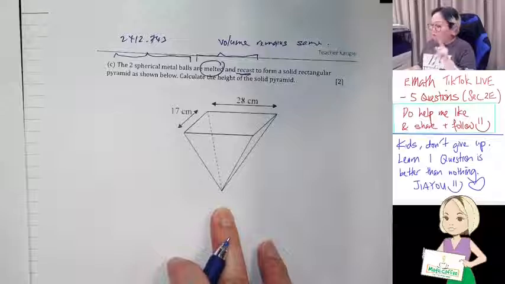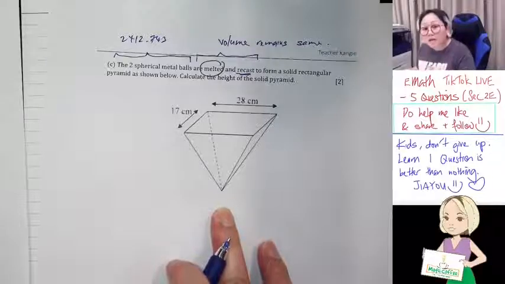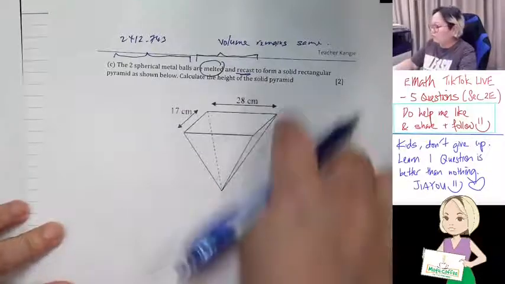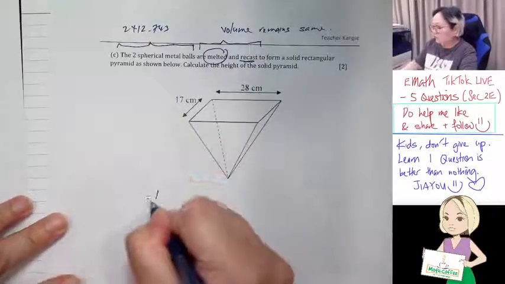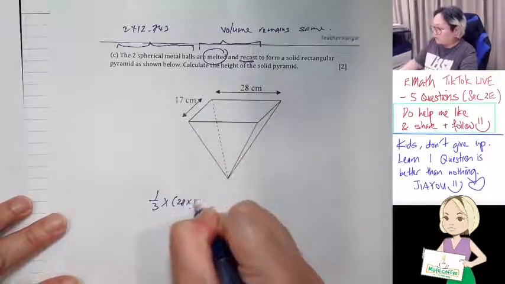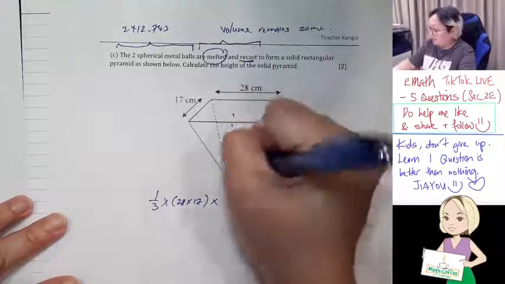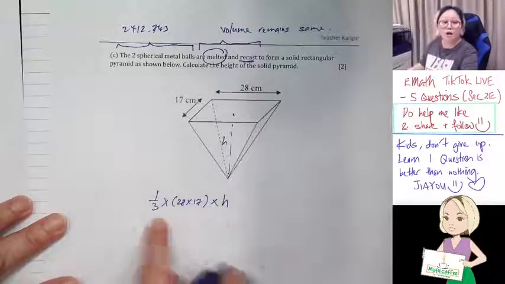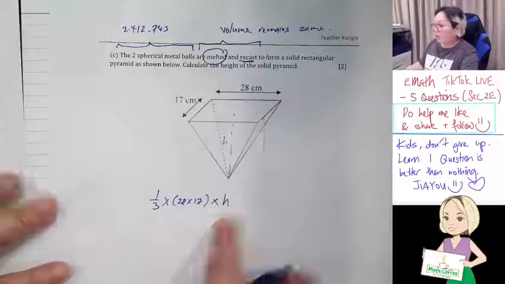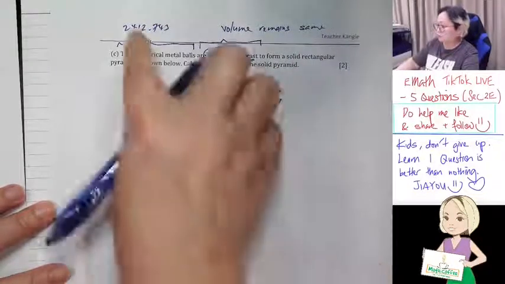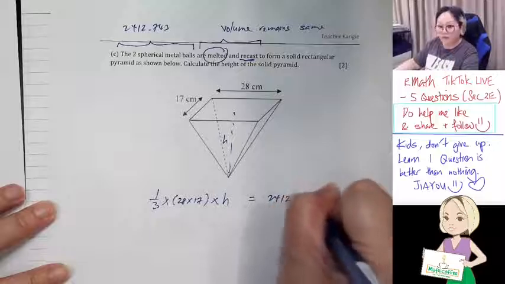This is not a rectangular cone. This is a pyramid. Rectangular pyramid, because the base is a rectangle. So the rectangular pyramid formula is 1/3 times the base area, which is 28 times 17, multiplied by the height. This is the volume of the pyramid. Because melted and recast, the volume remains the same. So this is equal to 2412.743.